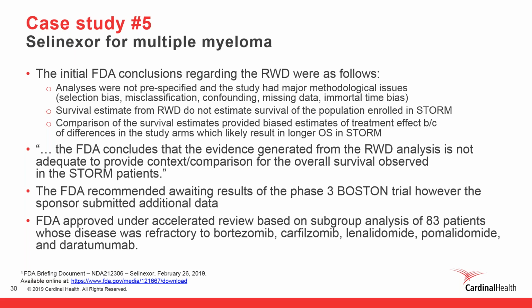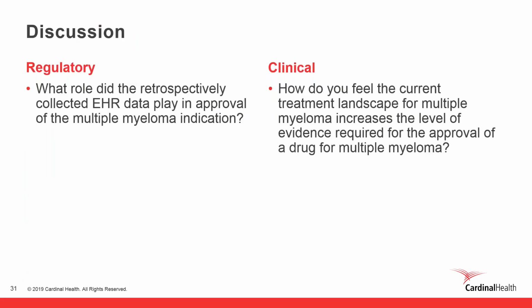At this time now, however, the good news would be that this drug has been approved for the treatment of patients who are refractory to 4 different types of agents. And that approval was based off of the manufacturer submitting additional data from that Boston trial, actually, which showed the benefit of Selinexor. So in this case, the real-world data was not successful in helping to establish the efficacy or the safety of Selinexor in these patients.